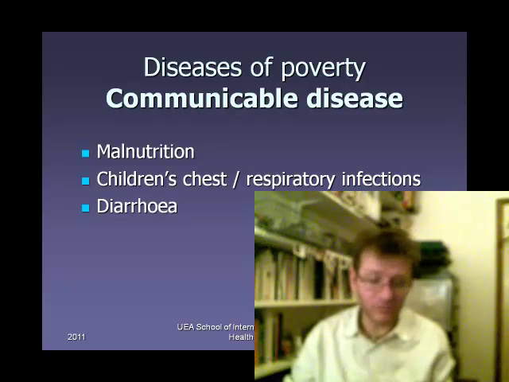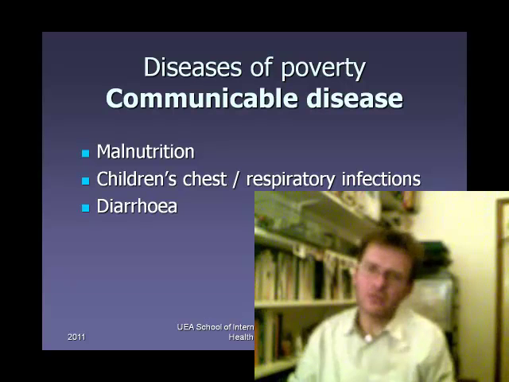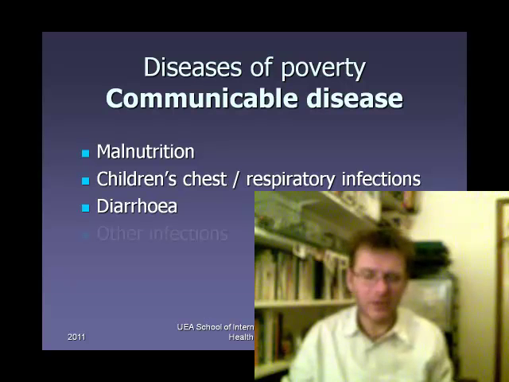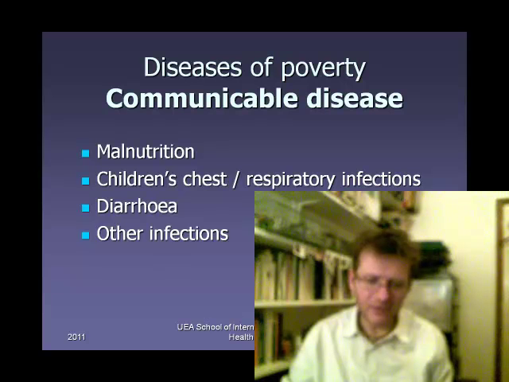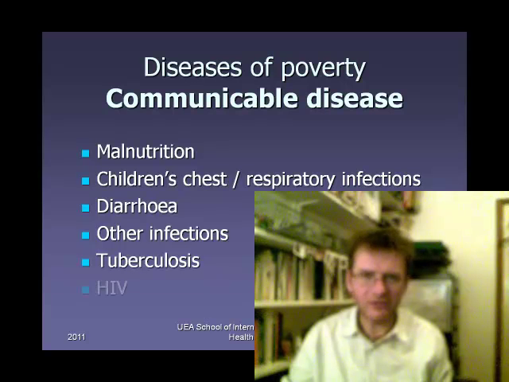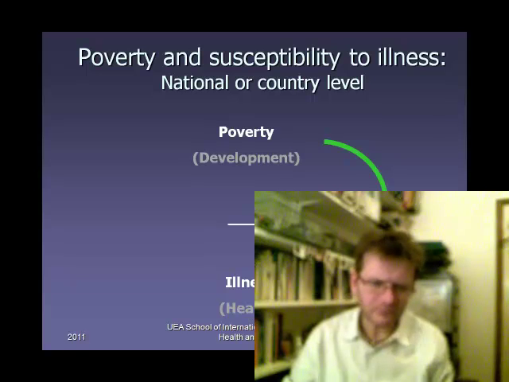Diarrhea, a horrible spelling, get to know that spelling, is also another big killer of children and a big cause of illness. Other infections. And of course, in settings of poverty, serious diseases such as tuberculosis and HIV, the human immunodeficiency virus, are also more common for a whole variety of reasons that we'll look at in detail through the case study in a moment when we look at HIV.